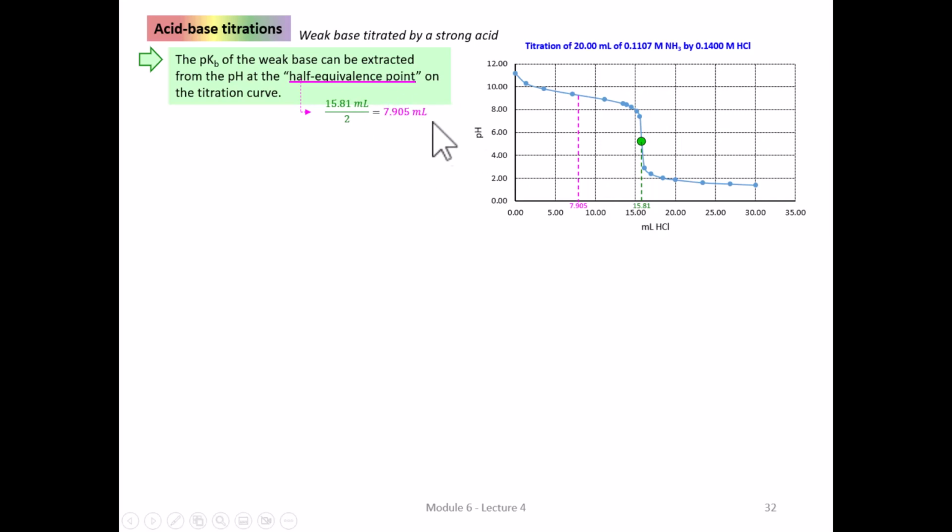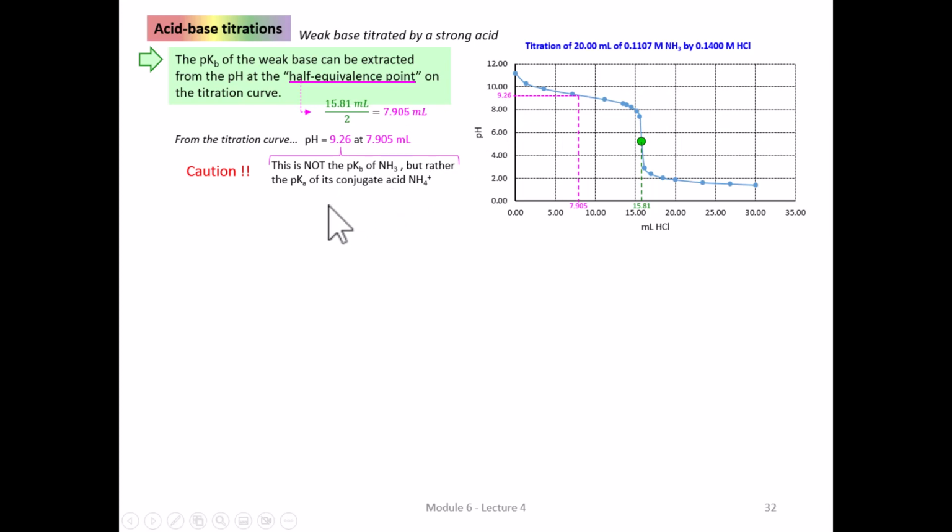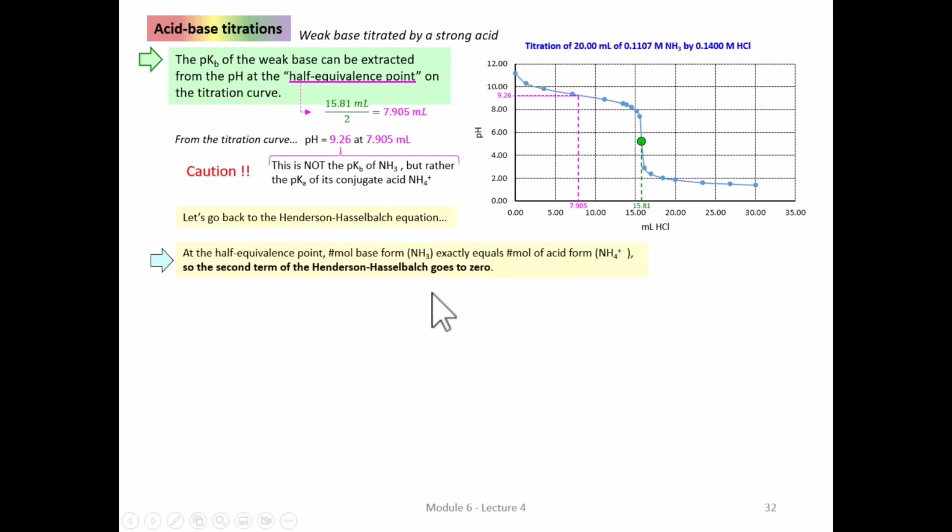If we divide that by 2, we get 7.905. And if we look at the pH at this half equivalence point, halfway to the equivalence point on the x-axis, we get 9.26. You have to be cautious here. This is not the pKb of ammonia, but rather it's the pKa of its conjugate acid. So let's go back to the Henderson-Hasselbalch equation.